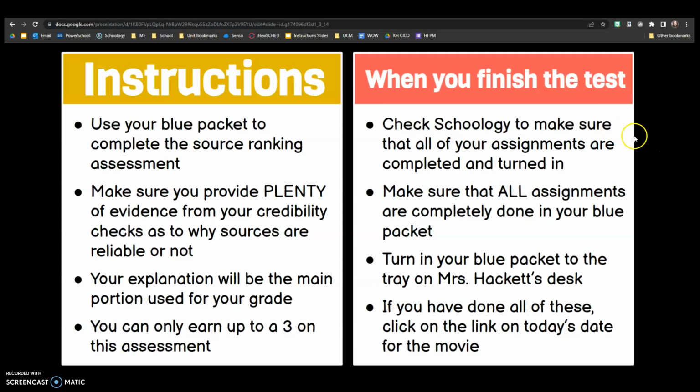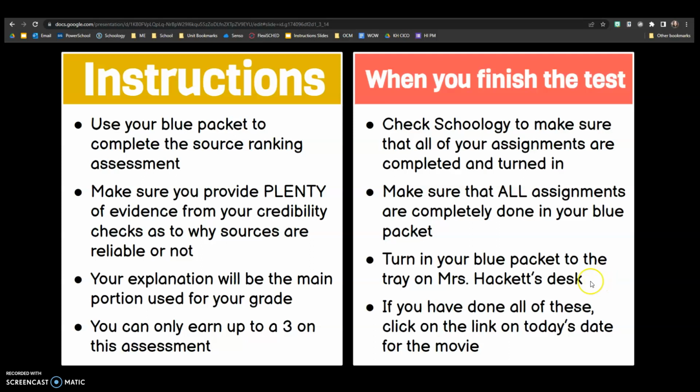When you finish your tests, it says check Schoology to make sure that all of your assignments are completed and turned in. The main word there being completed, because I know sometimes we have a tendency to hit submit when we're not actually done with things. So please make sure that assignments are done before you click submit. Okay? Make sure that all assignments are completely done in your blue packet. I'm not 100% sure where the sub is going to be putting the tray for the blue packets, but wherever they tell you that tray is, I would like you to turn it in there. Double check that your name's on the front of it before you turn it in. I will be grading those over the weekend.